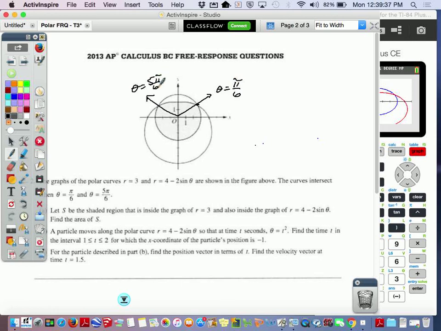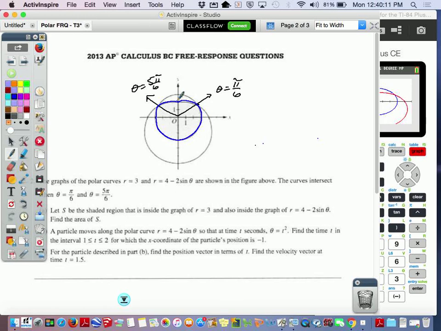It's one thing we just don't have to trace for this. Now it said let S be the shaded region that is inside the graph of r equals 3 and also inside the graph of r equals 4 minus 2 sine theta. Find the area of S. When they say the area of S, I'm just going to outline that area in blue. There is clearly symmetry in this shape. But I'm actually going to cut this up differently because I just want to show you another way that you could do this problem.